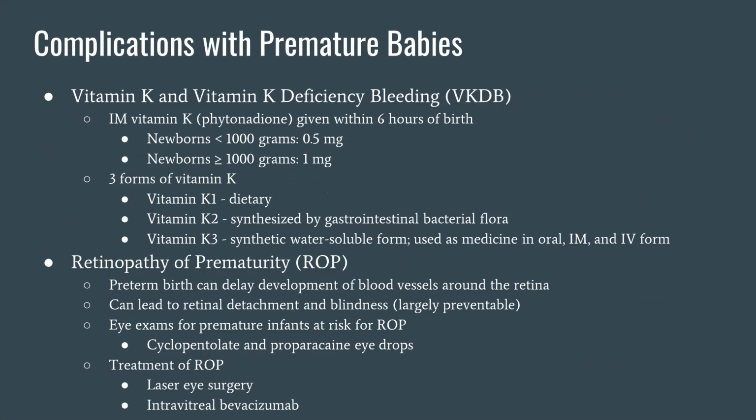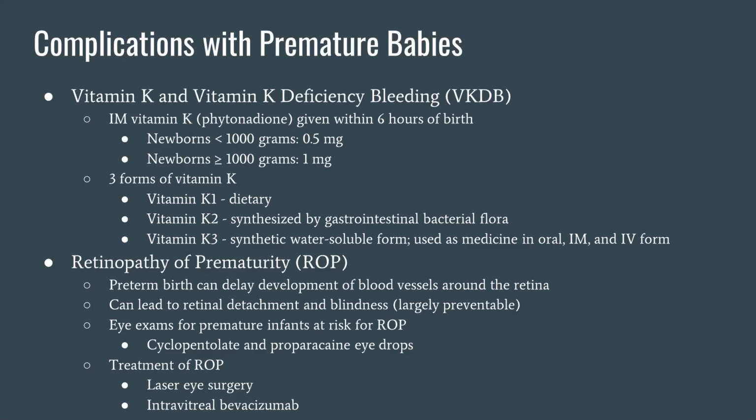So we're going to focus on 3 complications of premature babies. We briefly mentioned vitamin K earlier. So vitamin K is given to prevent vitamin K deficiency bleeding, and it's given intramuscularly within the first 6 hours of birth. And this dosing is based on birth weight. So newborns less than a kilogram are going to get half a mg, and newborns at least a kilogram are going to get 1 milligram.